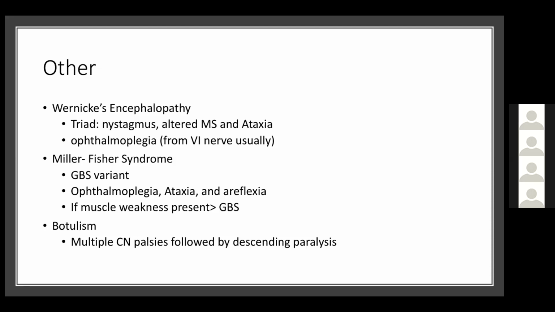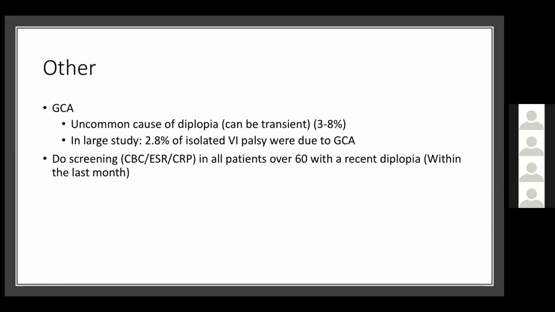Miller-Fisher syndrome is one of the variants of GBS. Again, a triad of ophthalmoplegia, ataxia, and areflexia. However, if there is any history of muscle weakness, or on exam there is muscle weakness, it is considered GBS rather than Miller-Fisher. And then botulism, again, multiple cranial nerve palsies followed by descending paralysis.